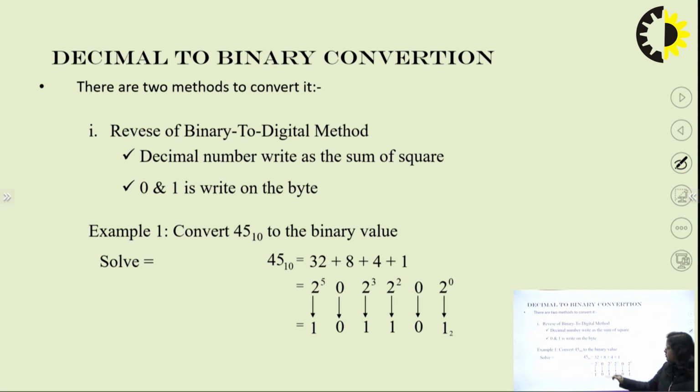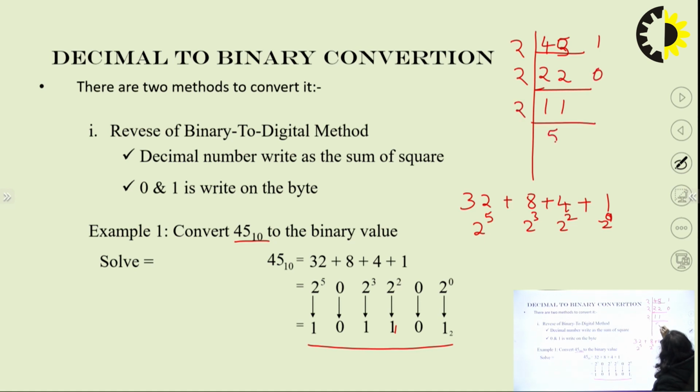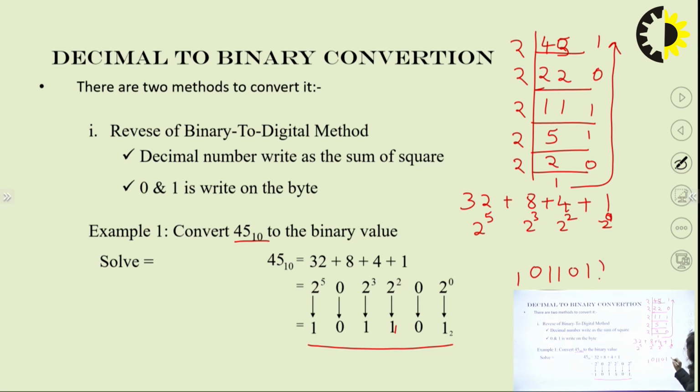We have already discussed this method. Like if we have to convert 45, we can write it as 32 plus 8 plus 4 plus 1, that is 2 to the power 5, 2 to the power 3, 2 to the power 2 and 2 to the power 0. So, we will write 1 0 1 1 0 1. Or we can simply convert this number by successive division. 45, 2 22s are 44 and the remainder is 1. Then 2 11s are 22, remainder is 0. 2 5s are 10, remainder is 1. 2 2s are 4, remainder is 1. 2 1s are 2, remainder is 0. And we write it in the reverse order, that is 1 0 1 1 0 1. That is the same number. So, we can use either of these two methods to convert any decimal to binary.